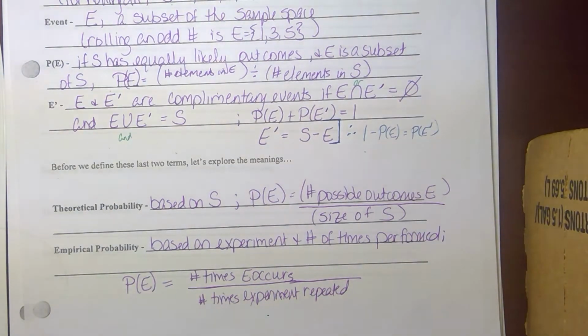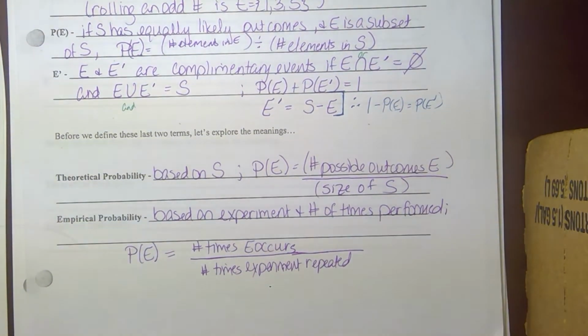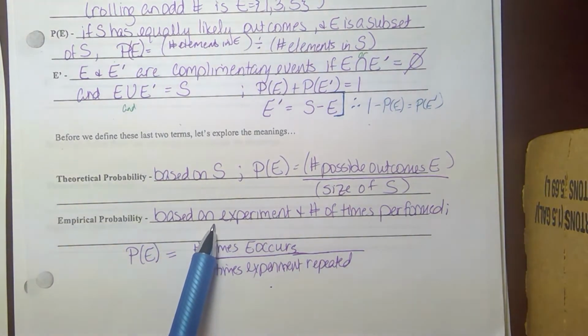Okay, now we are going to go ahead and talk about theoretical and empirical probability, and then we will look at the next page. I know it says before we define these last two terms, let's explore, but we're going to go ahead and define theoretical and empirical probability. To help you remember which one's which, empirical starts with E and experiment starts with E. Our empirical probability is the same thing as our experimental probability.